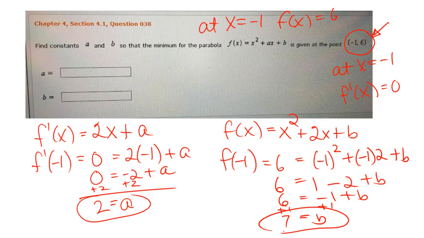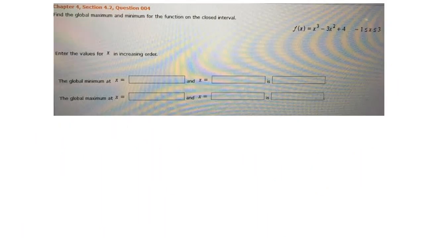So what I did was, to double check myself, I went back and put x squared plus 2x plus 7 into my calculator. I looked at the table, and where x was negative 1, sure enough, y was 6. Okay? So in that case, we had to write a set of equations to solve.